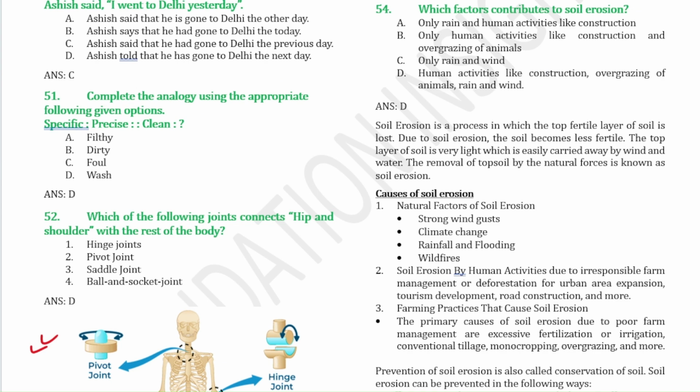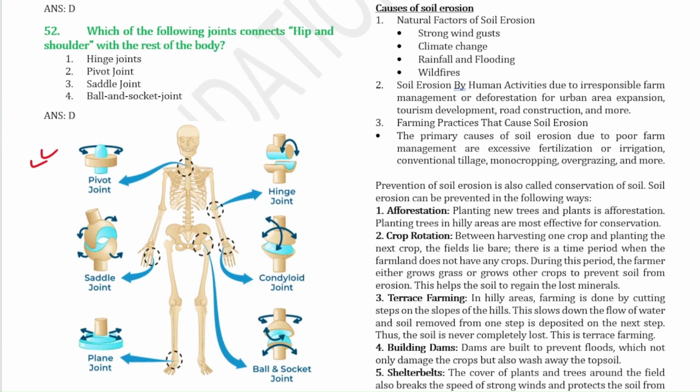Question number 54. Which factor contributes to soil erosion? So soil erosion means the top layer of the soil is being lost. So that is known as soil erosion. So human activities like construction, overgrazing, and animals, rain and wind. So due to this factor, that is option number D, it contributes to soil erosion. So these are some of the factors that cause soil erosion.